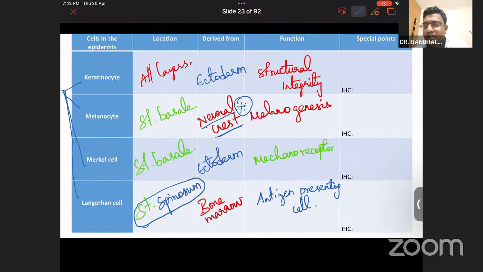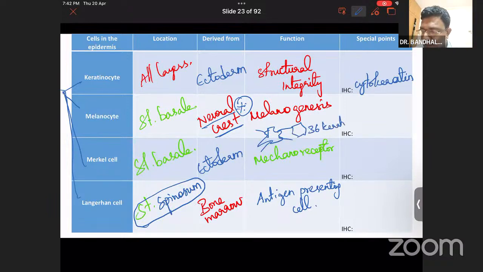So it is easy. Some special points in keratinocytes I have mentioned, which is involved in structural integrity. The marker is cytokeratin 5, 14, 10; there are multiple cytokeratins. Melanocyte, which is involved in melanogenesis. One important point is epidermal melanin unit. One melanocyte will supply melanin to 36 keratinocytes. That you should remember. One melanocyte, which is epidermal melanin unit.